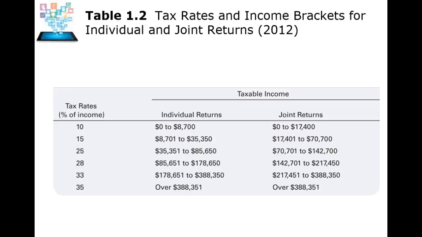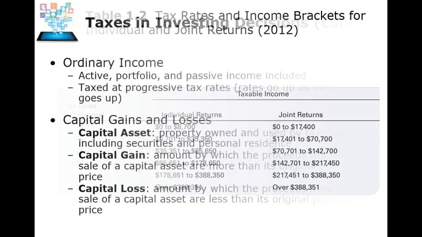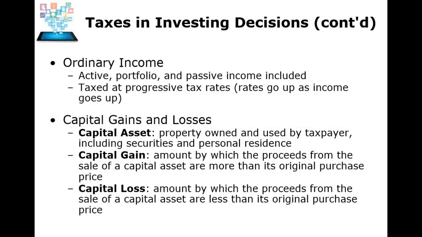And then if you take out money for retirement, that's how you see you only get 50 cents on the dollar. You make $100, you only have $50 in your check. So that's why it's important to keep an eye on these taxes and take any tax deductions you can when you can take them. Now, ordinary income is taxed at those progressive rates. So active, portfolio, and passive income are all going to be taxed at those progressive tax rates, and your rates go up as your income goes up.